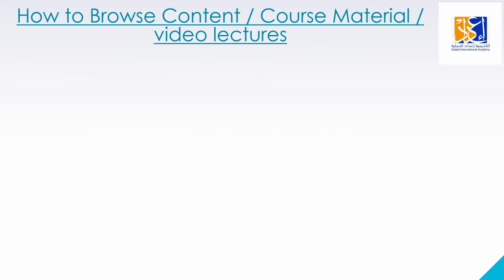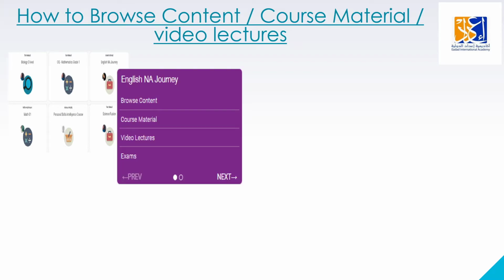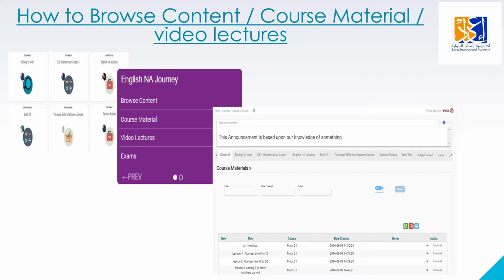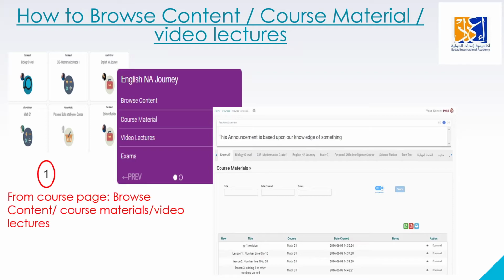How to browse content. We have opened our courses. Now we know how to open our courses, but how are we going to browse our content, and how are we going to see our course materials and video lectures? So, this is the screenshot of all the courses over there. English. This one. I'm going to click on course materials. Number 1, what I will do? From course page, browse content, course materials or video lectures.